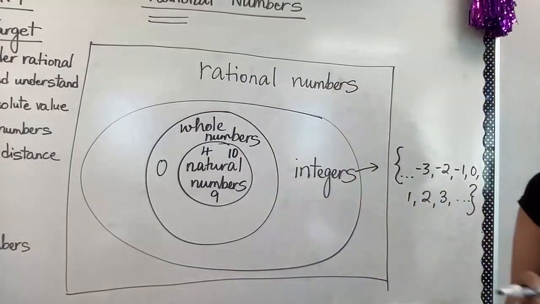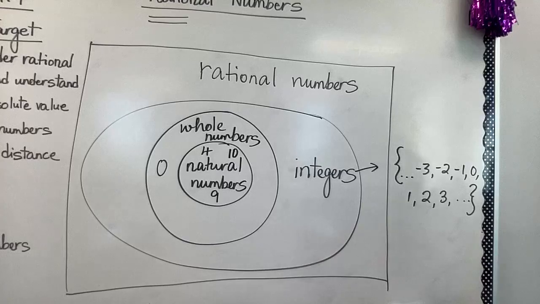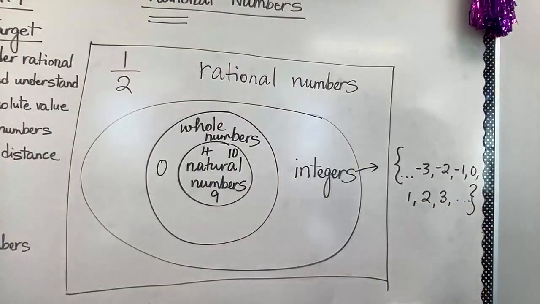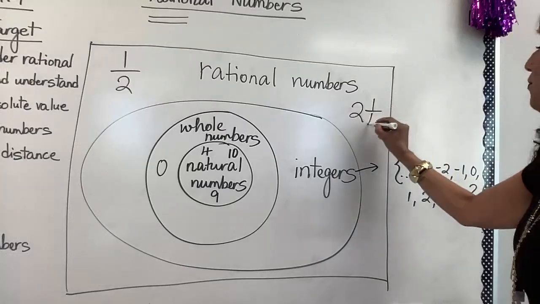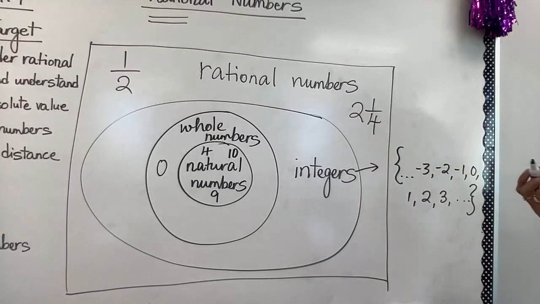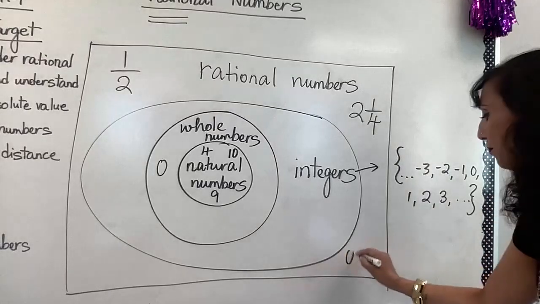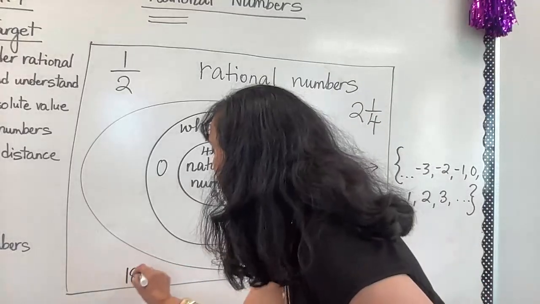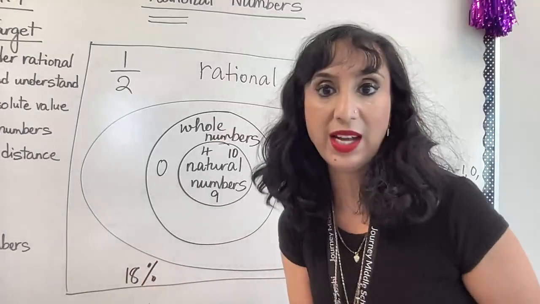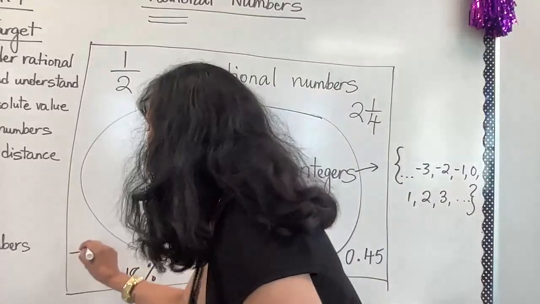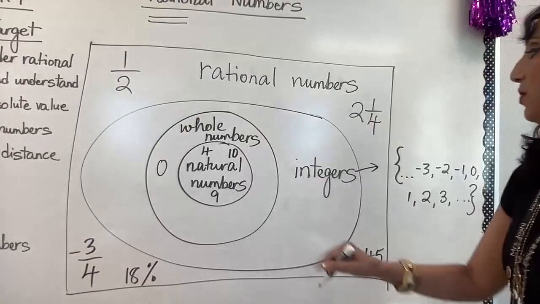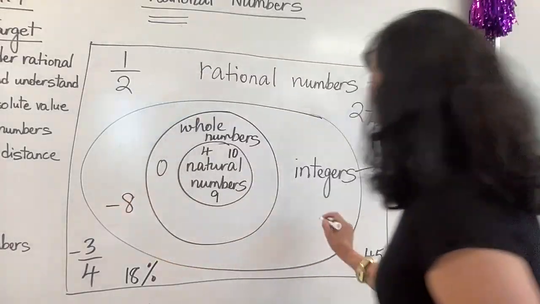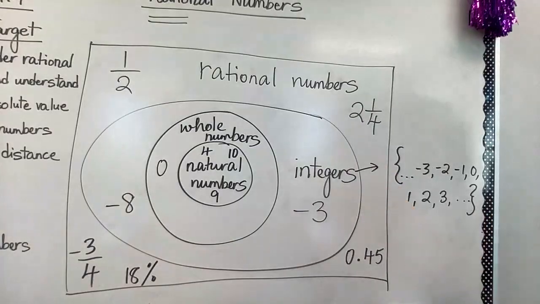In this we can have things like 1/2, for example. We can have 2 1/4. We can have 4/500. I can have 18%, because I can write 18% as a fraction. We've done that, 18/100. All right, -3/4. So these are all rational numbers. For integers, I can just put some examples over here. I can have -8. I can have -3. So this is what makes it an integer.